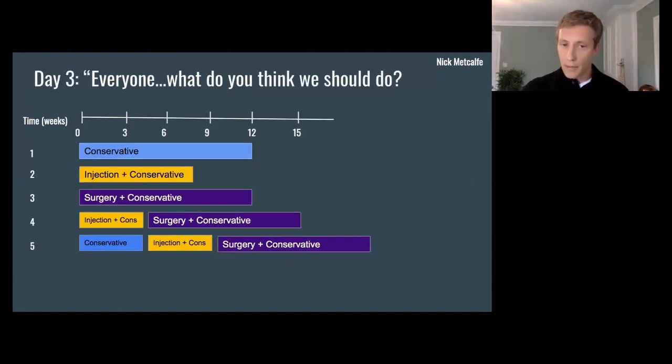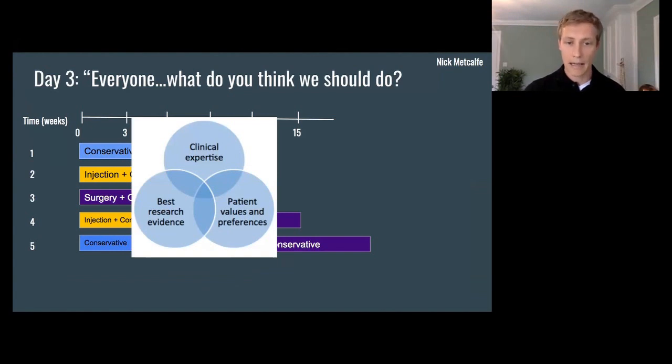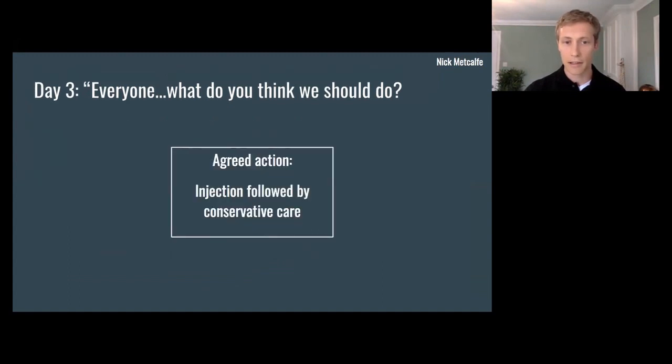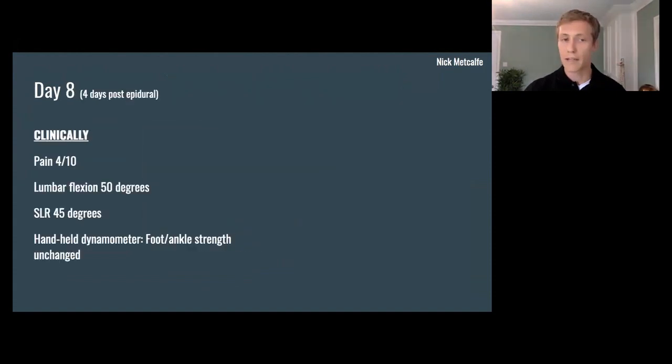So weighing up the big picture of all the different things and how long it might take, combining it with an evidence-based mindset, plus the fact that we can chuck some money at this thing, we decide together that an injection followed by conservative care is what we're going to go for in this case. So day 4, he has his injection. Within 4 days after the injection, his pain's reduced by half, lumbar flexion improved 20 degrees, straight leg raise improved 15 degrees, up to 45. No change in foot function just yet.